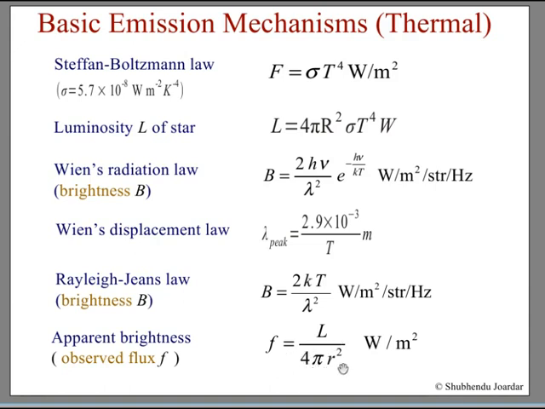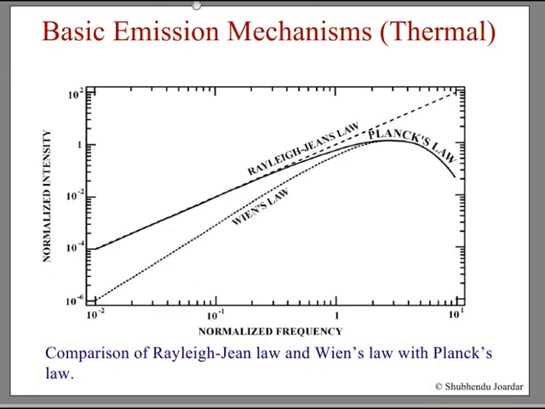So F is equal to luminosity L divided by 4 pi r square, where r is the distance from the object to us. It's not the radius. This radius is the radius of that object. This is the distance, and you can see this simple expression 1 by 4 pi r square. This is the inverse square law of radiation, if you remember it from your electromagnetics.